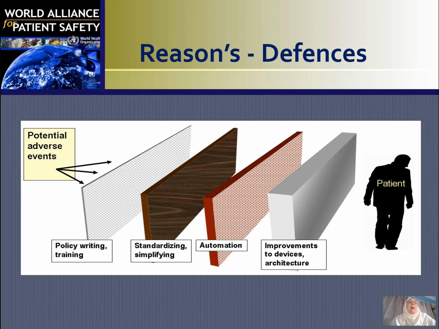This is another diagram showing you potential adverse events and how they can be prevented. You can see that policy writing can be a protection, standardization and simplifying of tasks can be a protection, automation of work can be a protection, improvement to devices and architecture, so the work layout, can be a protection. All of these can be protection before a potential adverse event reaches the patient. These are the defenses against error, against adverse events, or potential harm.